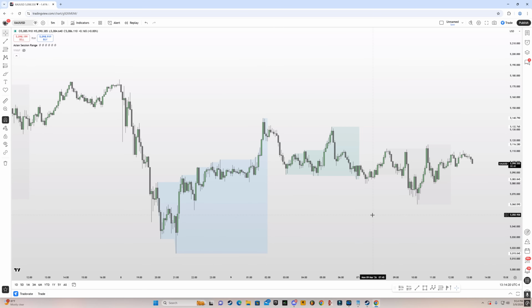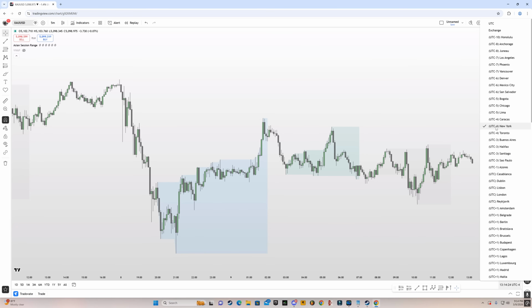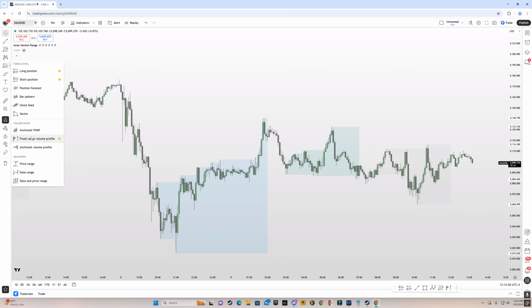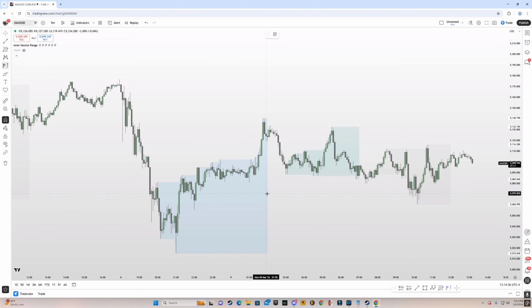So the very first thing that you have to do is go over here to the TradingView timing and make sure you set it to New York so your timings are aligned with me. Now, the next step is that you can go here to forecasting and measurement tools, and choose fixed range volume profile. Now, just draw it out randomly on the chart like this, so you can copy my settings.